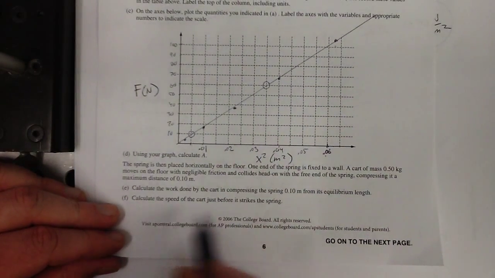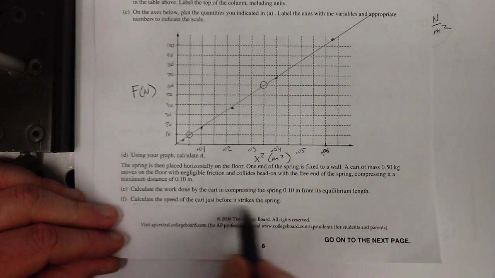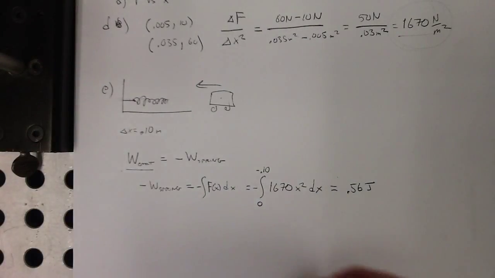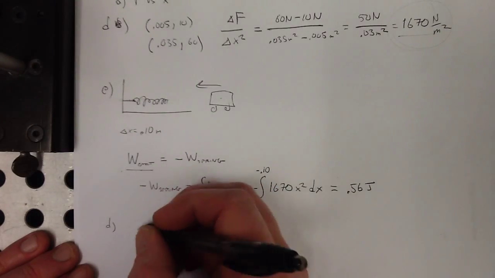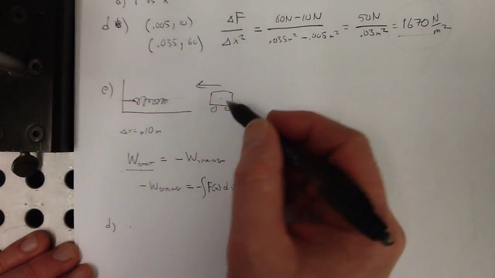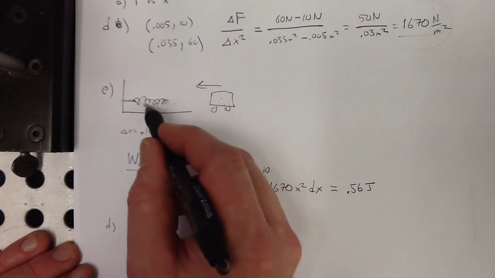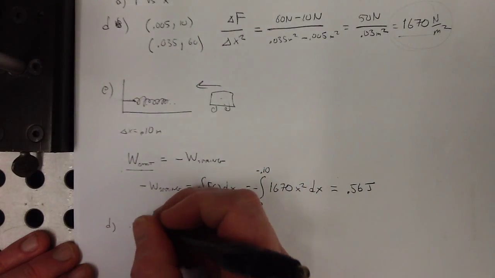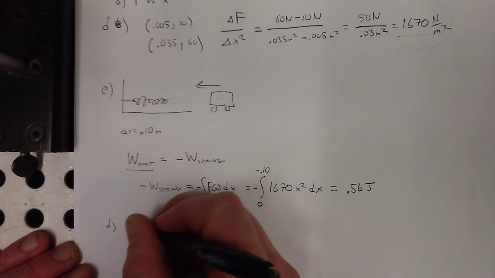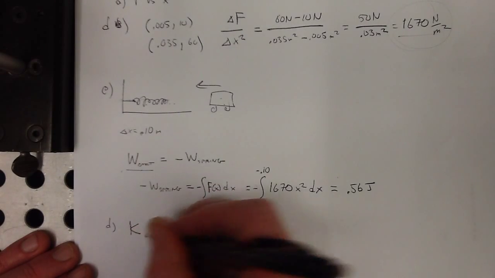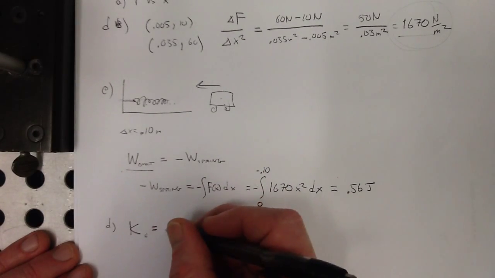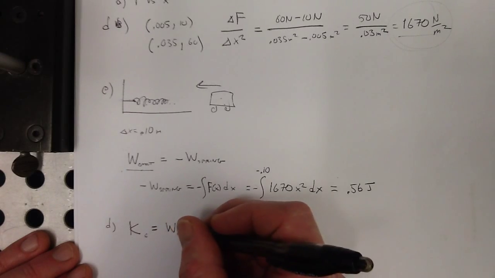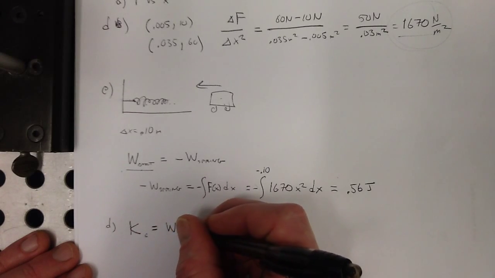Let's see, we got one more part here. Calculate the speed of the cart just before it strikes the spring. So here, what we've got to recognize is that the speed of the cart is being taken away by the work done on it, right? So the kinetic energy of the cart before it hit the spring is equal to the work done by the spring.